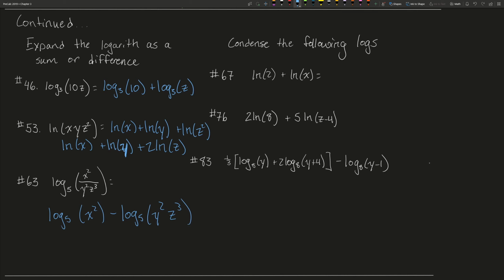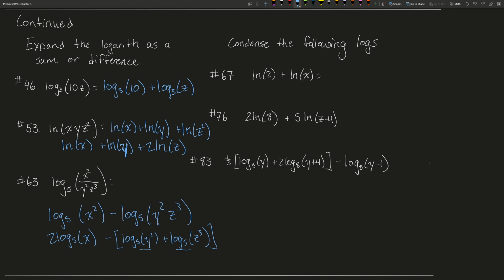So this first part we can rewrite as 2 log 5 of x minus log base 5 of y squared plus log base 5 of z cubed. Now in this problem you need to be careful because this negative will distribute to both of these things. And again, we still have to simplify.